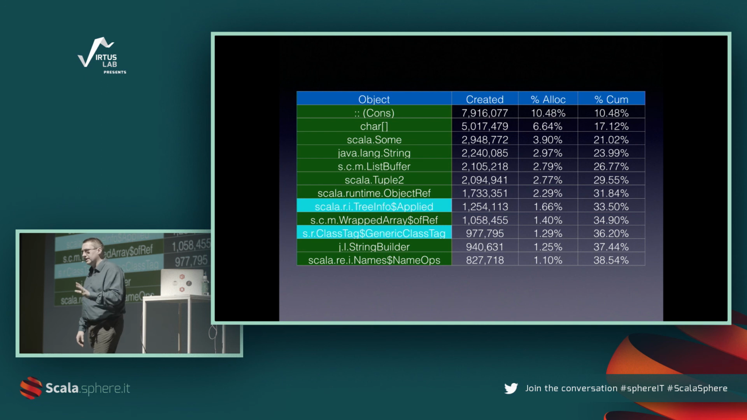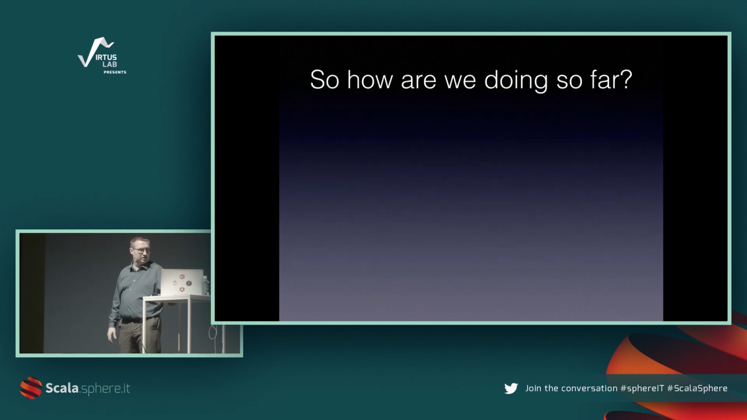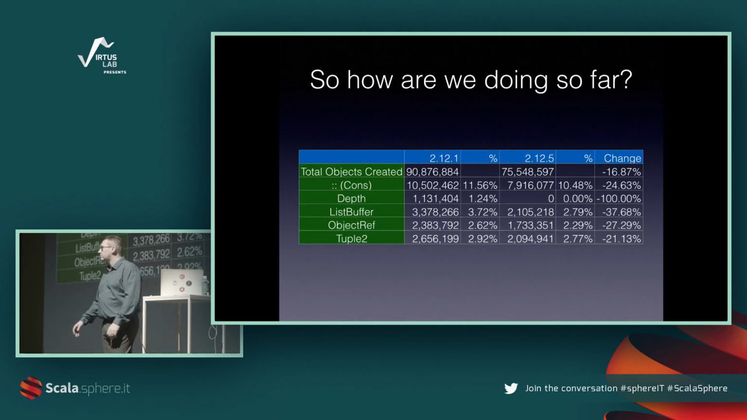So I've been fiddling with this stuff along with a bunch of other people for a while. Anybody that's been here before has probably heard me wittering on about it before. Julian's nodding in sadness, I think. So in 2.12.5, we allocate a total of 75 million objects. How does that compare against 2.12.1? I don't have 2.11.9 stats here. And the answer is, I actually consider it pretty good. We've reduced the object allocation from 90 million objects down to 75 million objects.